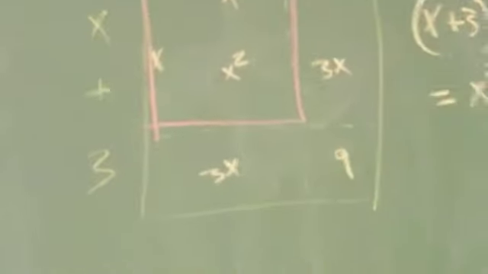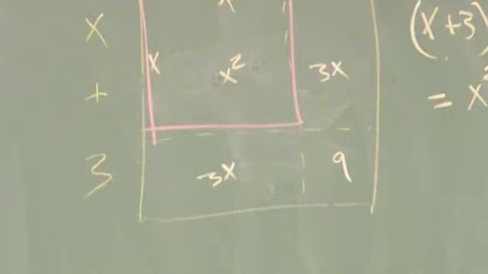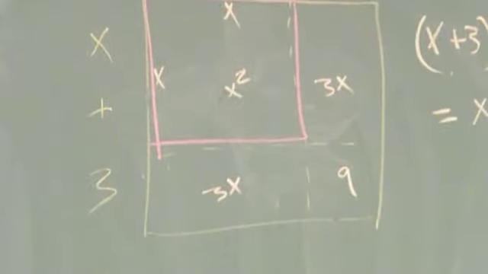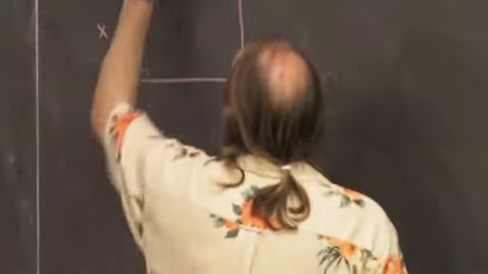All right, the first question is, how many terms do I have? 3 terms. Agreed? First term is x squared. What does x squared look like? It's a square of dimension x by x. That's what an x squared looks like.